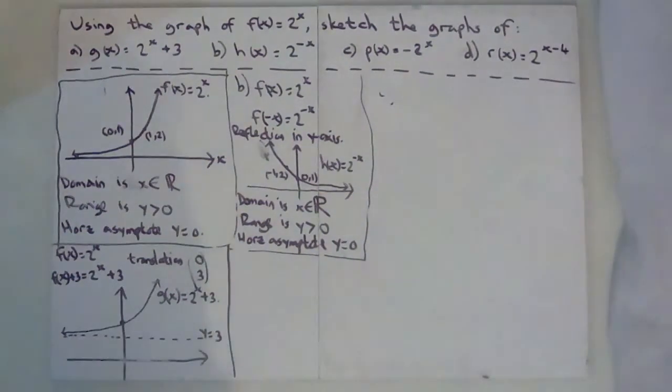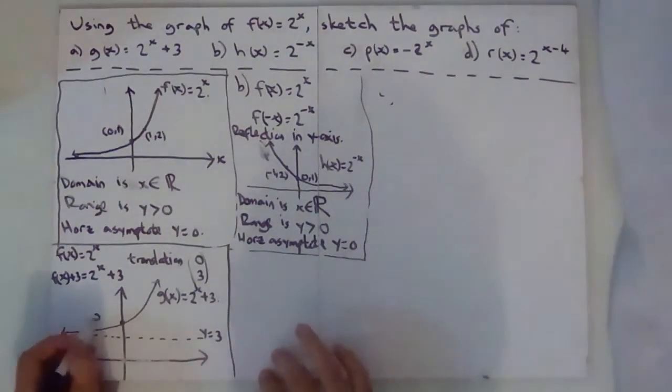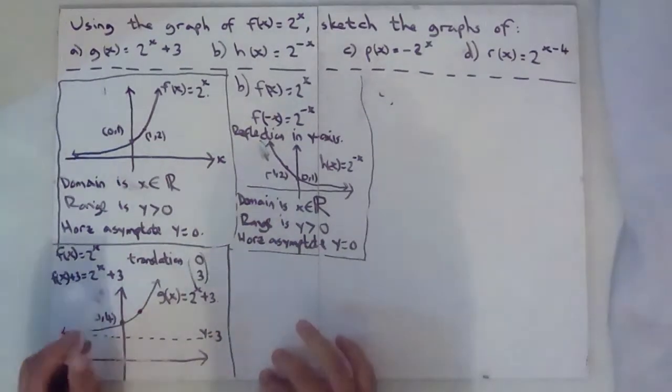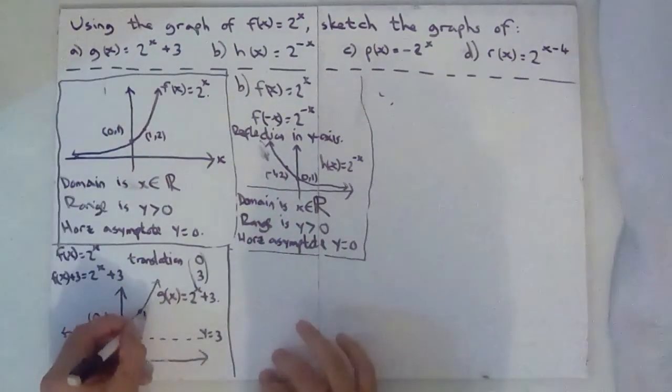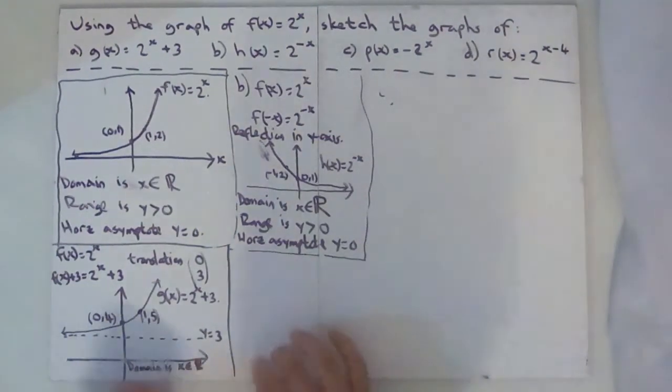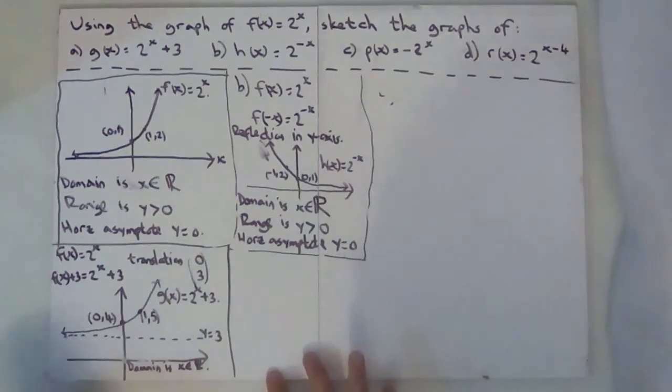Key points, well, this we just said was 0, 4, and I suppose you could get another, I never quite turn mine sharply enough, but another point on there which we know is going to be 1, 5. Domain, x hasn't changed, so x is a real number.